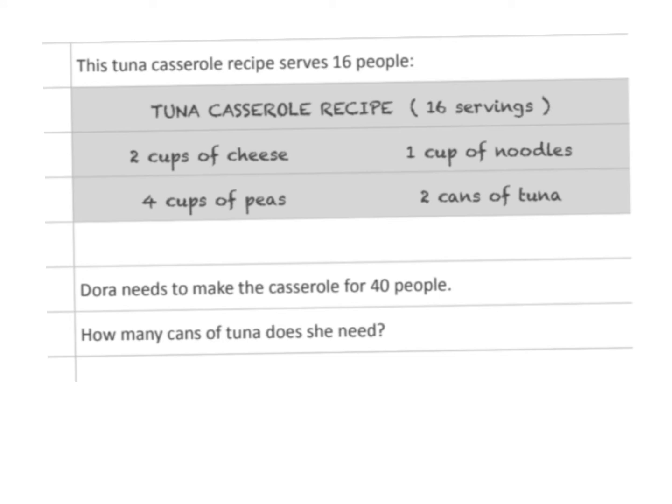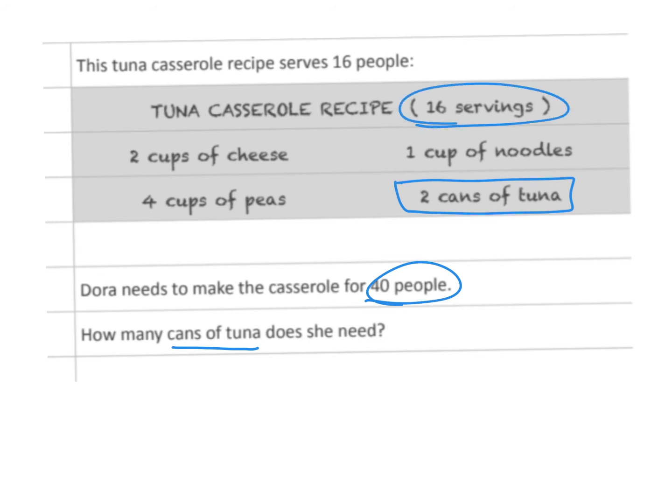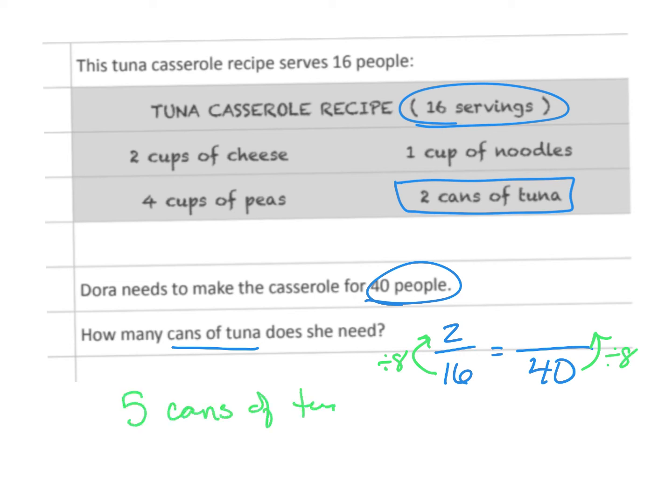Now we have a recipe. We have a tuna casserole recipe. Dora needs to make the casserole for 40 people. So how many cans of tuna does she need? So here's our cans of tuna, and this is how many servings. So 2 cans serves 16 people. How many is she going to need for 40? And again, we're going to go easy. 16, and I'm going to divide by 8 to get 2. So 40 divided by 8, she is going to need 5 cans of tuna.